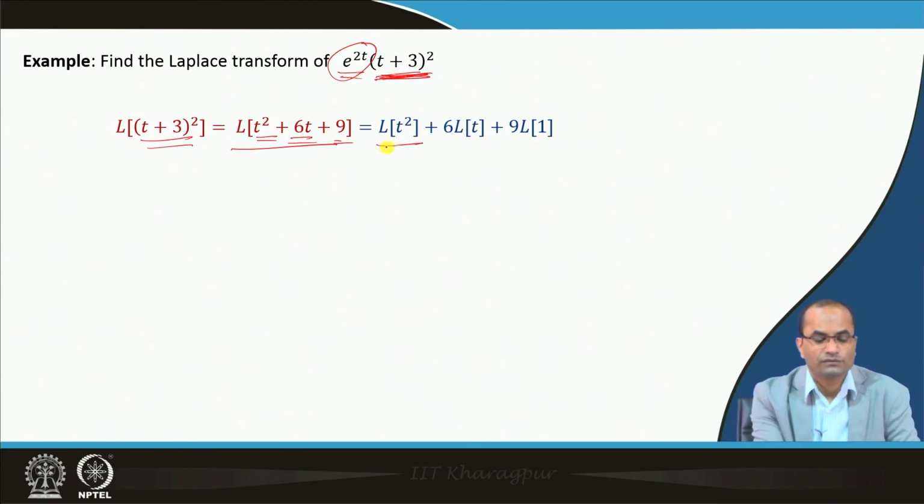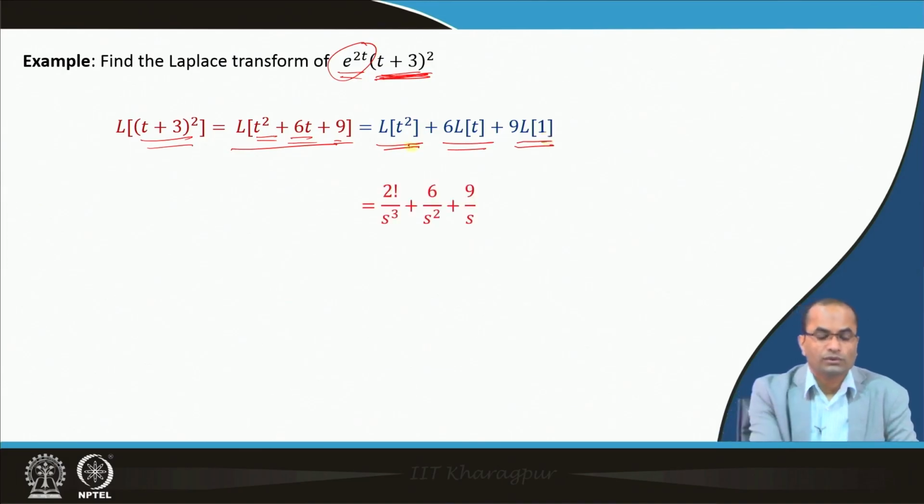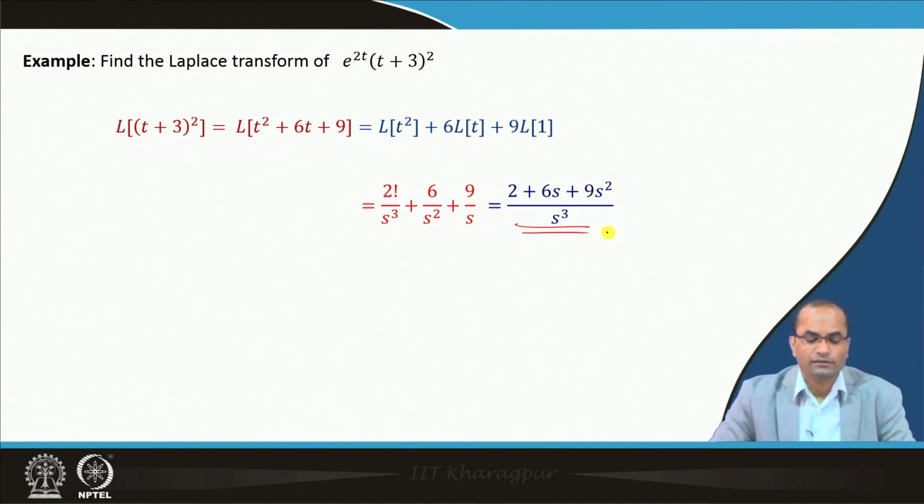So, we have the Laplace of t squared, 6 times Laplace of t, plus 9 times Laplace of 1. Here the Laplace of t squared is 2 factorial over s cubed, the Laplace of t is 1 over s squared, and the Laplace of 1 is 1 over s. So we have 2 over s cubed, 6 over s squared, and 9 over s, which can be simplified to get (2 + 6s + 9s squared) over s cubed.